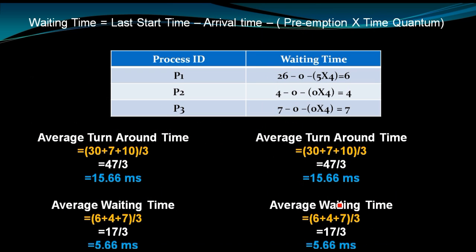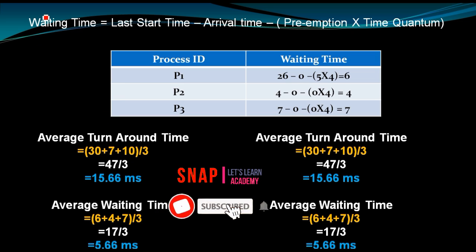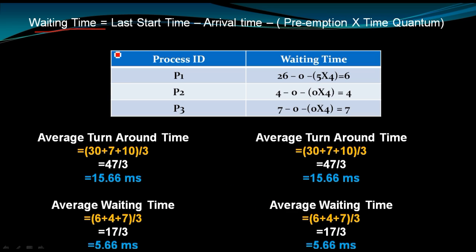Now let us come to calculate the waiting time, right, and understand the average waiting time and average turnaround time. So there is another formula: waiting time equals last start time minus arrival time minus preemption into time quantum. Based on this formula we have prepared and we are getting the same waiting time, right? 6, 4, 7.